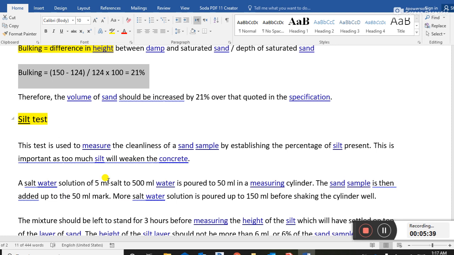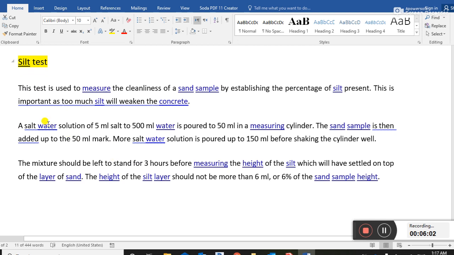Silt test. This is another type of test we perform on the sand. This test is used to measure the cleanness of a sand sample by establishing the percentage of silt present in it. This is important as too much silt will weaken the concrete. A salt water solution of 5 mm salt to 500 mm water is poured to 50 mm in a measuring cylinder, and the sand sample is then added up to the 50 mm mark.